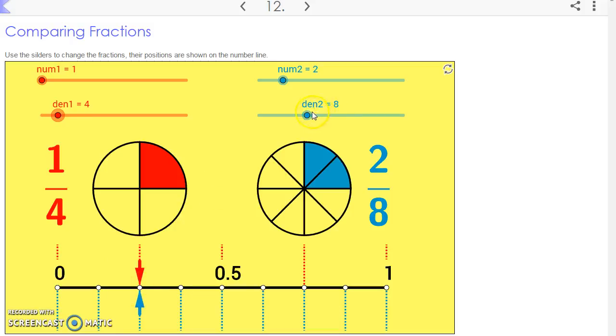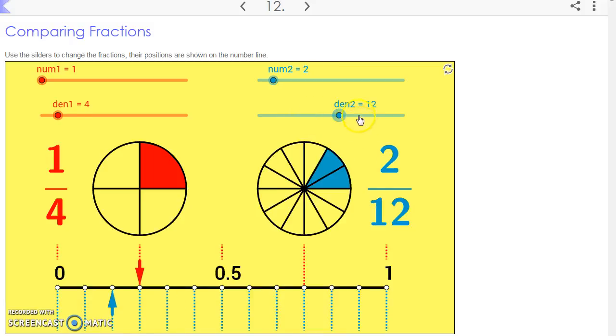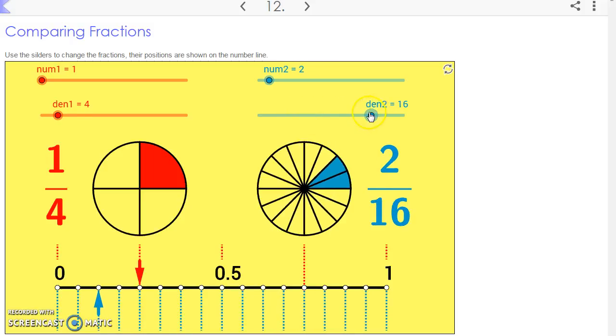And then you can even change this to 16ths and make it 4/16 to show them that a fraction that even looks as crazy as that, all it really means is 1/4, because they're at the same point on the number line.